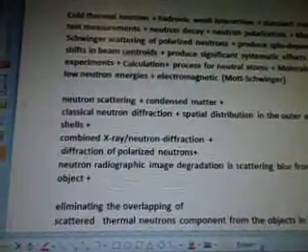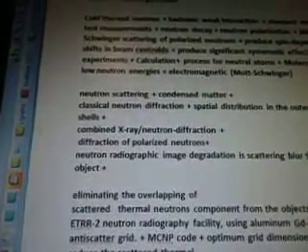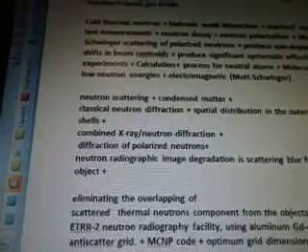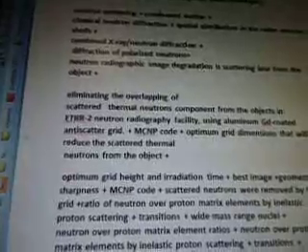outer electron shells, and I'm running out of battery power. So I add combined X-ray neutron diffraction plus diffraction of polarized neutrons. Neutron radiographic image degradation is scattering blur from the object. I'm going to add eliminating the overlapping of scattered thermal neutrons component from the objects in ETRR-2. Neutron radiography facility using aluminum GD coated anti-scatter grid.